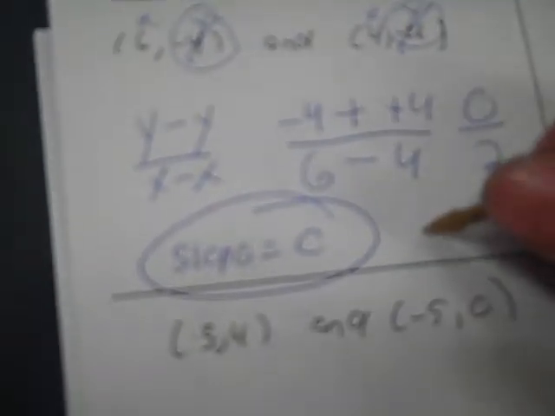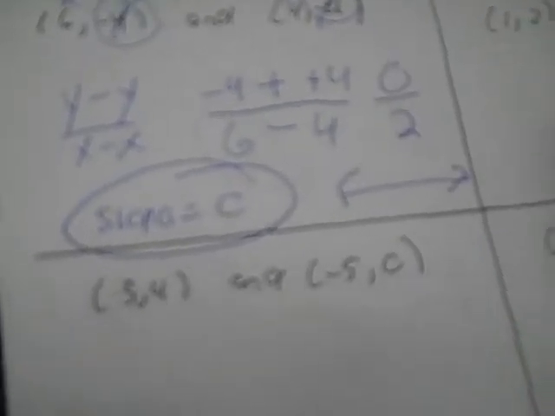Now, 0 divided by 2 is 0. Now, you're wondering, why did that say 0, but the other one said undefined? Well, there I was dividing by 0. Here I was dividing by 2. So the slope isn't undefined. The slope is 0. Now, if the slope's 0, it's one of those lines that looks like this. It's a straight horizontal line instead of vertical.